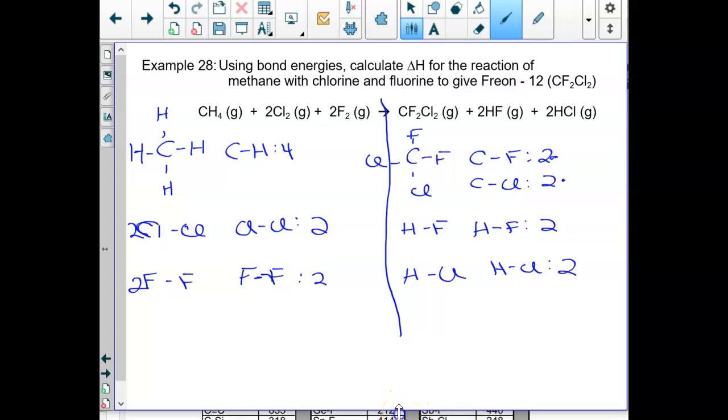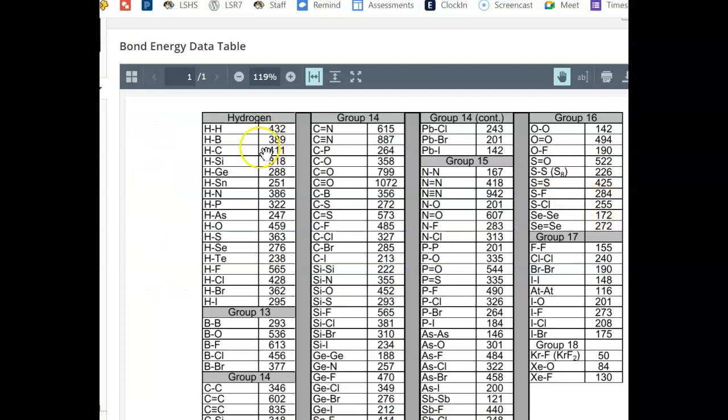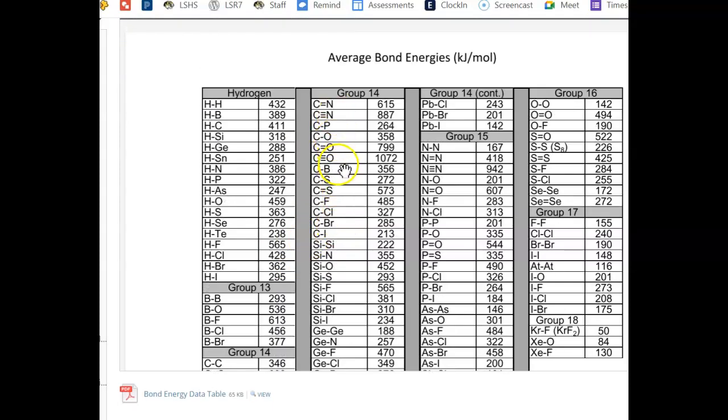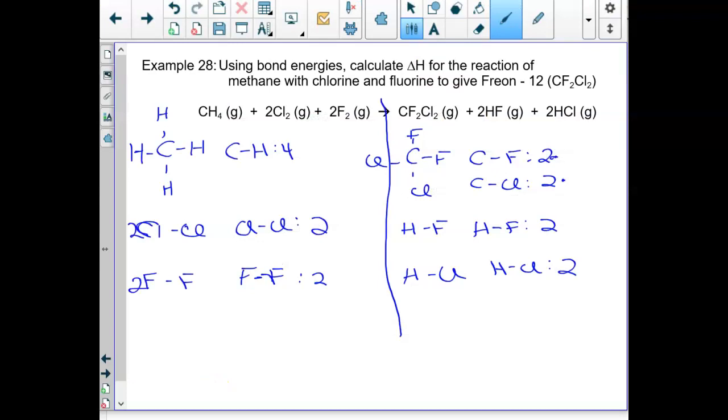And that's a carbon-hydrogen single bond. So we're looking at the carbon-hydrogen single bond right there, 411. Sorry about that, 411. So that's going to be 4 times 411.